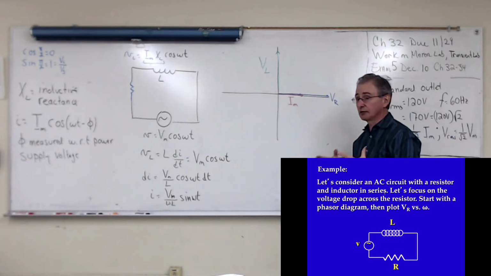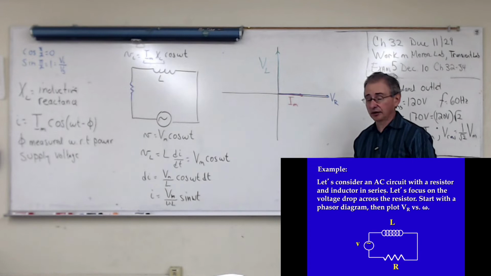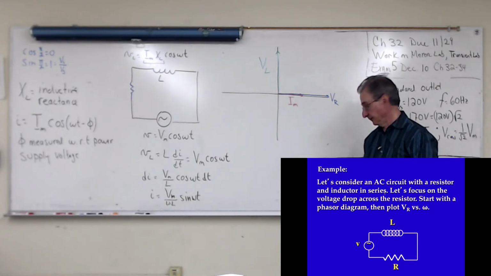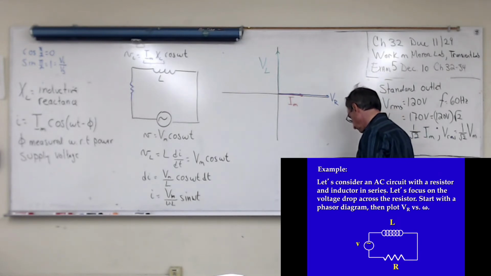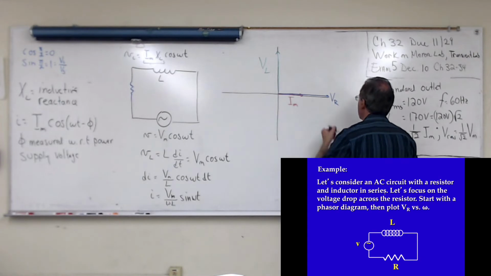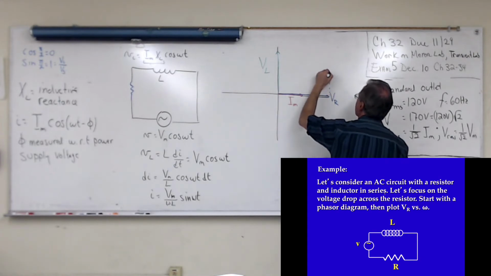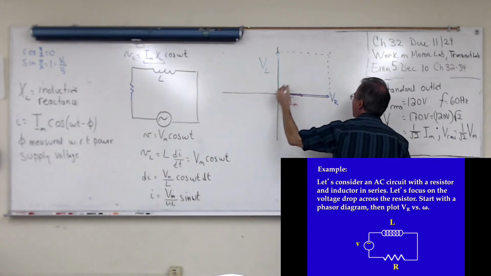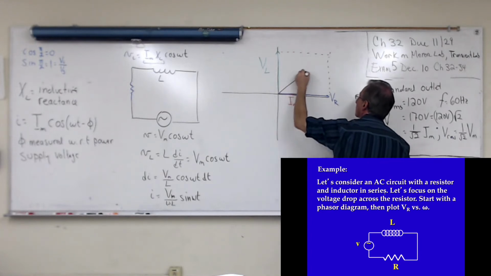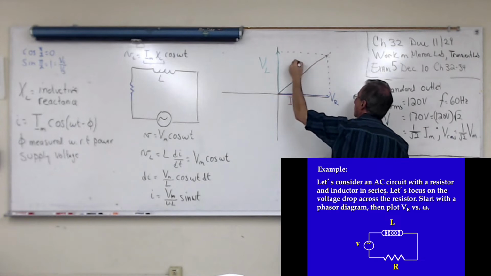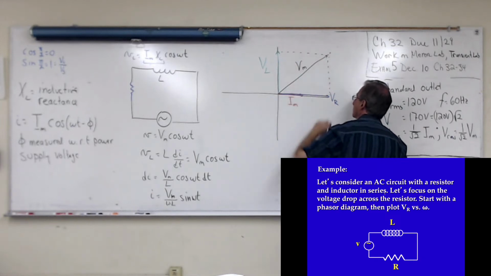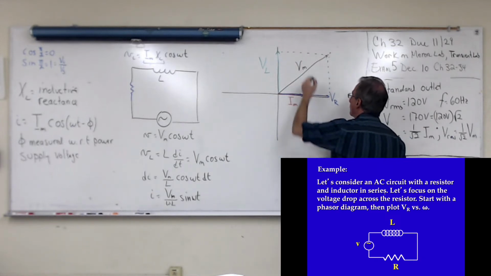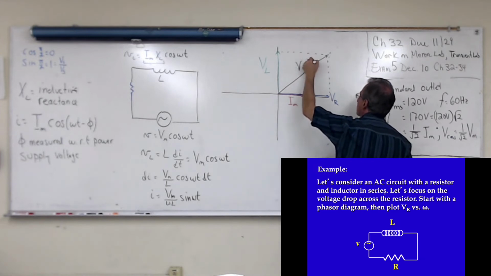And the sum of those two voltages has to be equal to what? They have to be equal to the power supply voltage. So I'm going to use the parallelogram method here, and I'm going to add the two vectors. This is the power supply voltage. You can call it V sub M or V sub S. It's called either one.